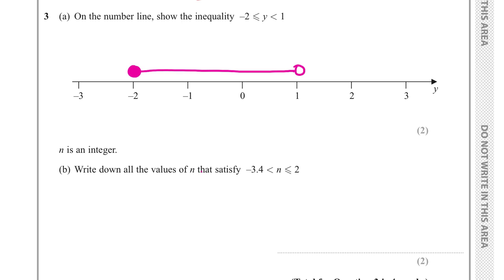Next part of the question. N is an integer. Write down all the values of n that satisfy -3.4 is less than n is less than or equal to 2. Well, I could actually draw this on my number line. Okay? If I have -3.4 here, let's say, and it goes to 2. So if I think about this, it goes from -3.4, does not include it, and it goes to 2 and it includes it. So what are the whole numbers in between?